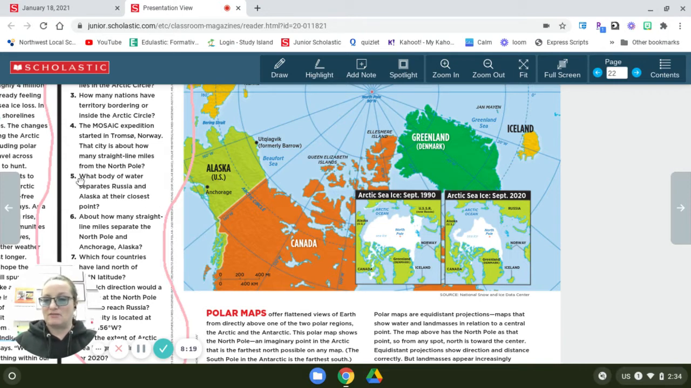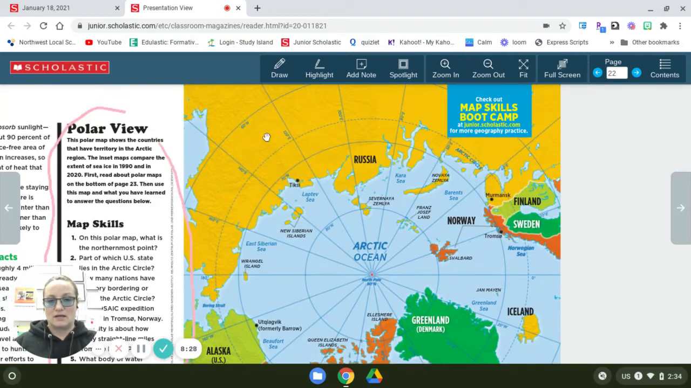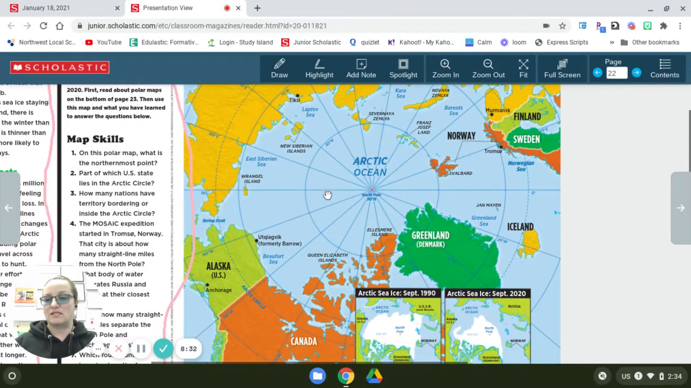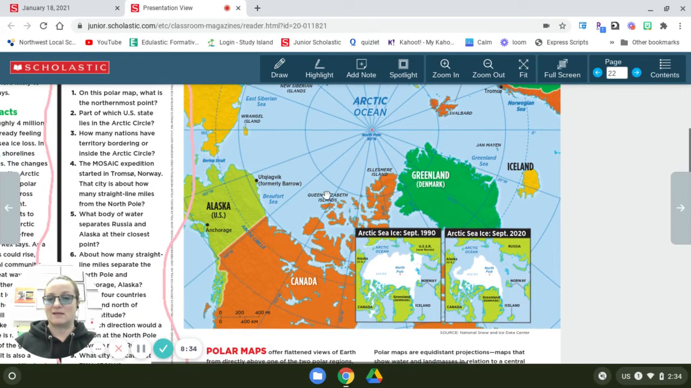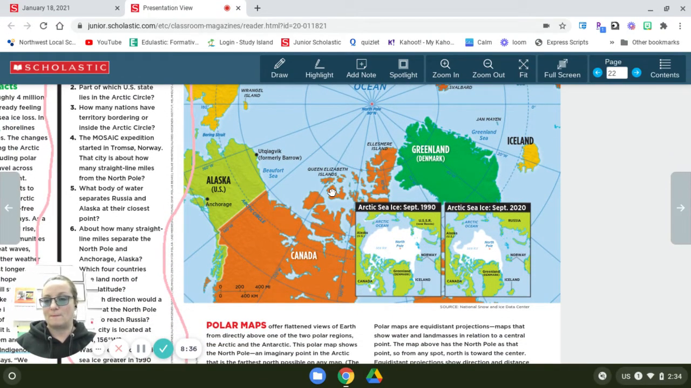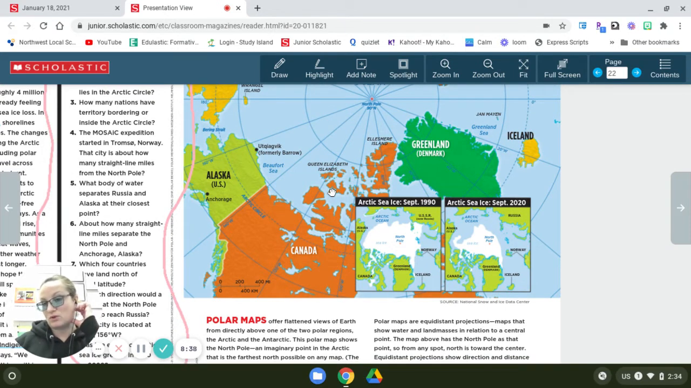Let's look at number 5. What body of water separates Russia and Alaska at their closest point? Well, here's Alaska, and here's Russia. So you're going to look for the body of water that's in between Alaska and Russia. And you've had to find this before, so it will not be the first time that you found this. We've got another straight line miles question.